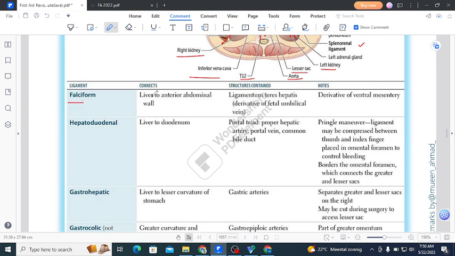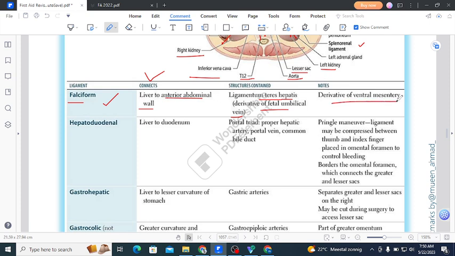The falciform ligament connects the liver to the anterior abdominal wall. The structure present in it is the ligamentum teres hepatis. It is the derivative of the fetal umbilical vein. It is a remnant of the fetal umbilical vein that forms the ligamentum teres hepatis, and the ligamentum teres is present in the falciform ligament.